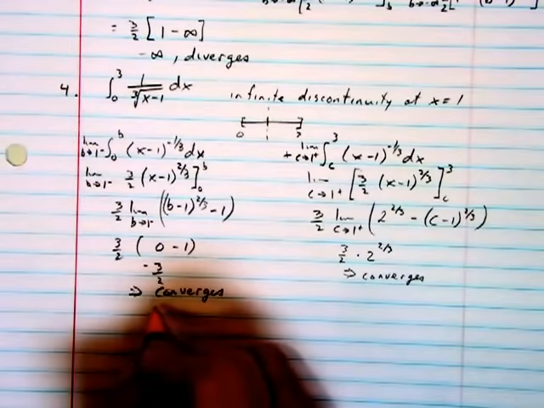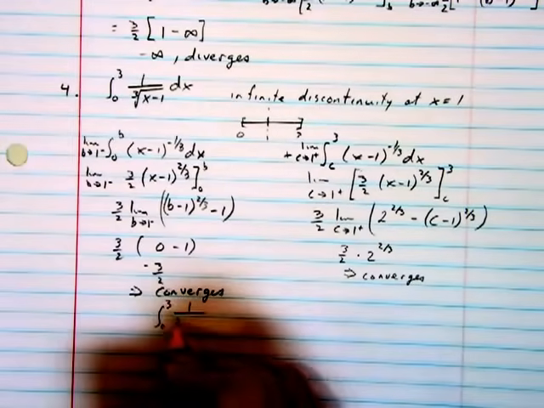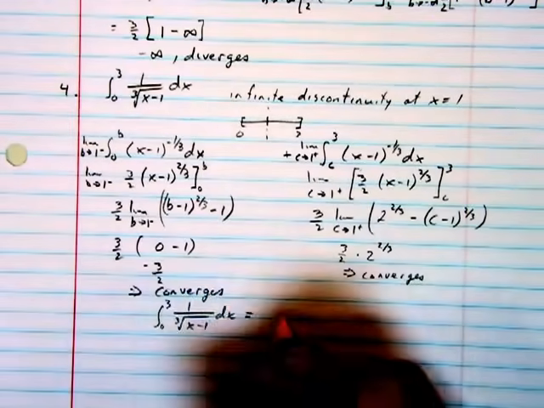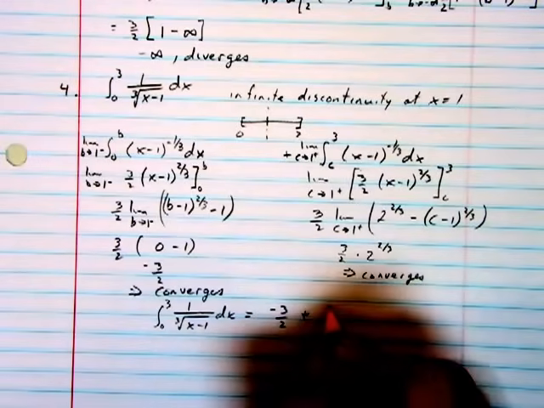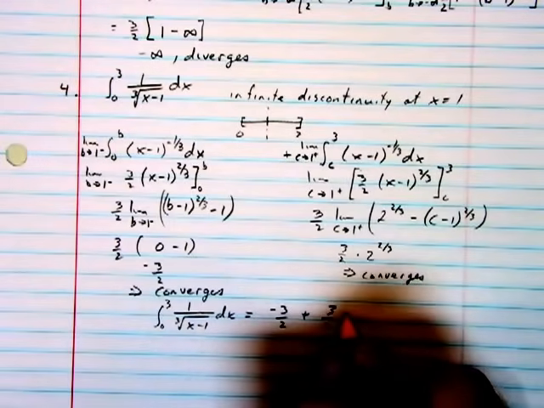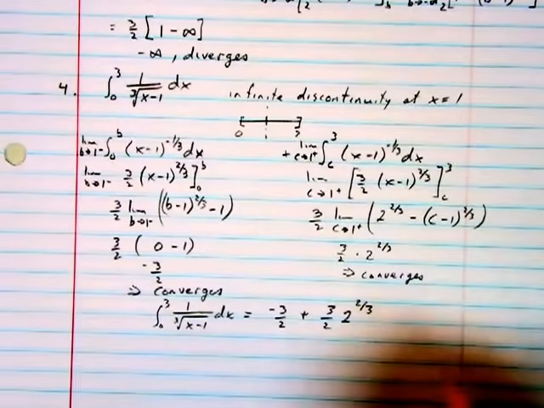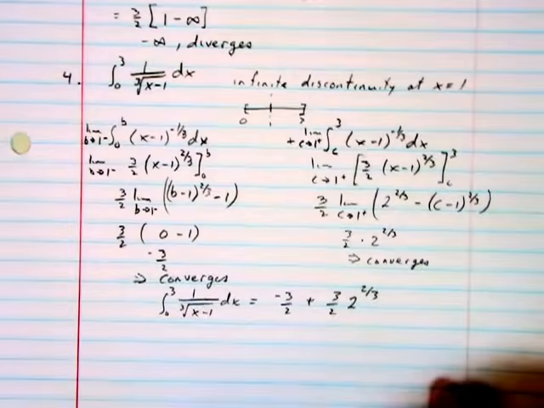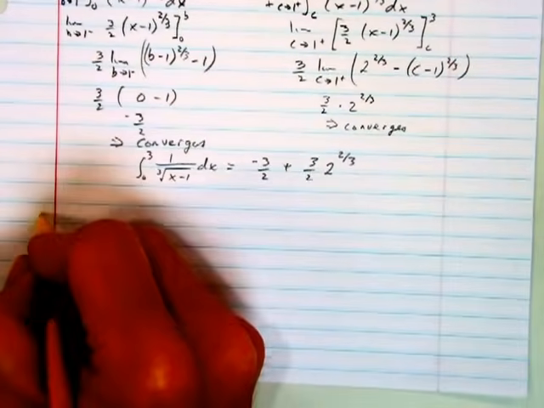So what is our answer? The integral from 0 to 3 of 1 over the cube root of (x minus 1) dx equals the sum of those two things, negative 3 halves plus 3 halves times 2 to the 2/3. So this thing converges, and it converges exactly to that number. Let's look at a couple more.